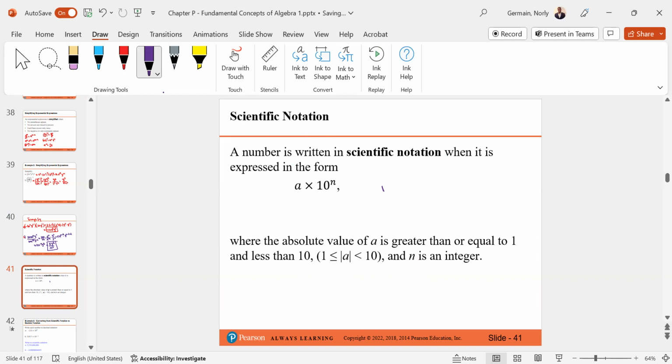9 point something, but never 10 point something or 20 point something, all right? So that's only 1 digit before the decimal. And n is an integer. Exponents can be positive or negative, but not a decimal or something else. It should be an integer.